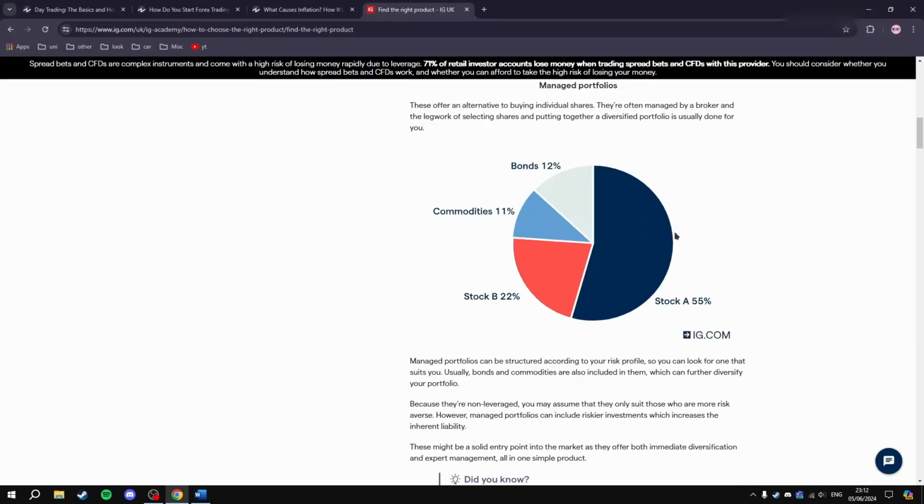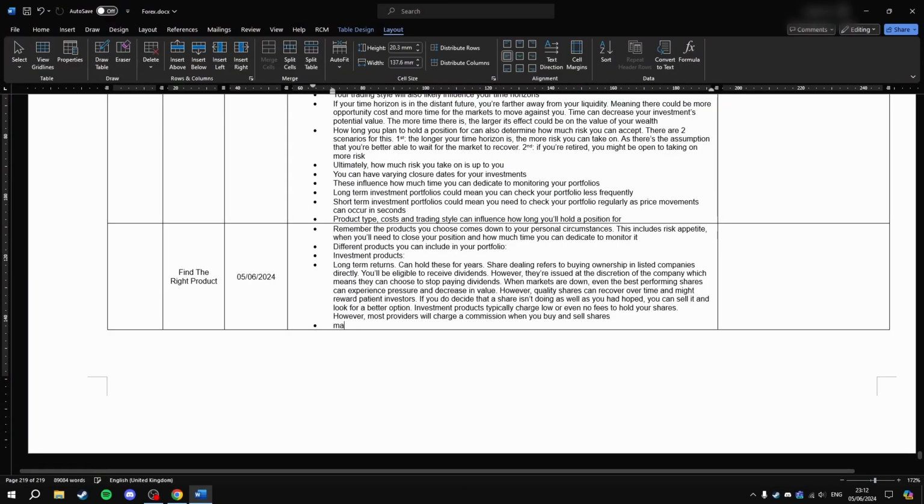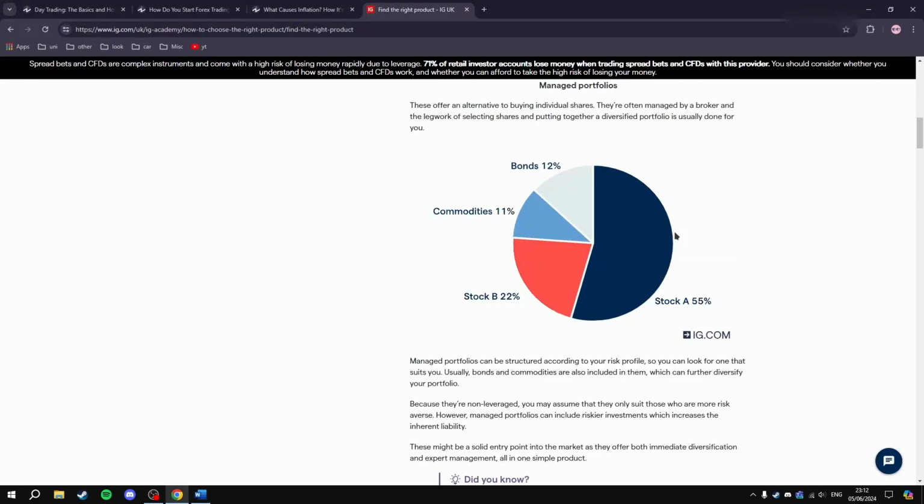Managed portfolios. These offer an alternative to buying individual shares. They're often managed by a broker, and the legwork of selecting shares and putting together a diversified portfolio is usually done for you.